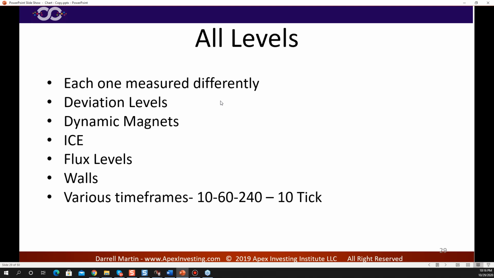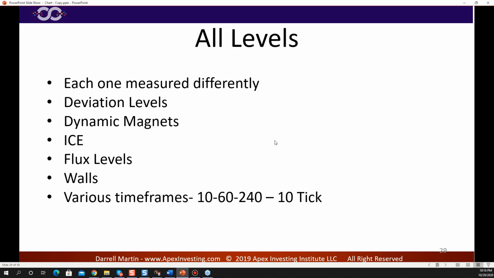Deviation levels measured the expected move of the market. Dynamic magnets were on a 10-minute chart and showed you high volume areas. The ice showed you yesterday's volume areas. The flux levels showed the big hourly charts and 4-hour charts, like reversal areas and support resistance areas, right? And then the NQ walls, the walls showed big movement areas that started off. They all measured something differently, but gave you important levels.